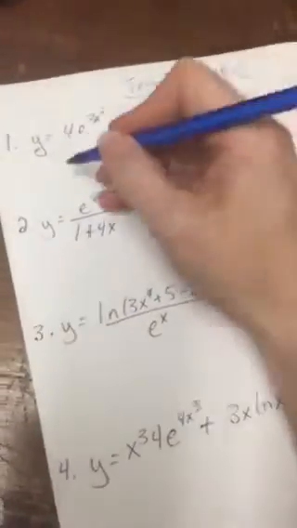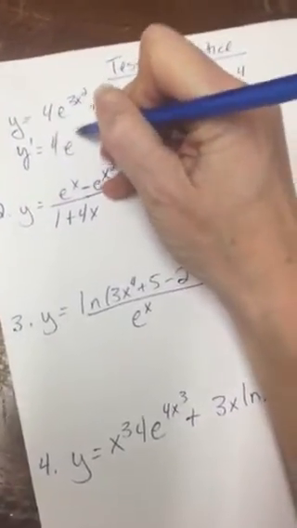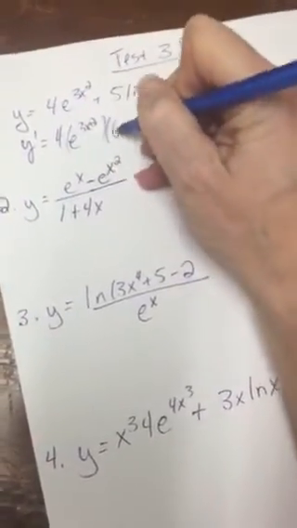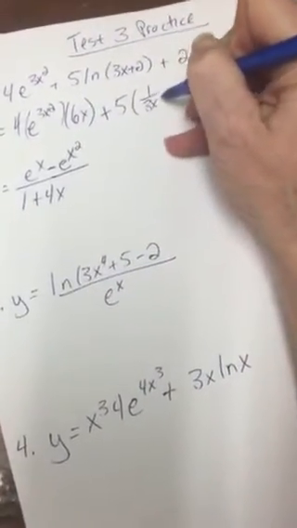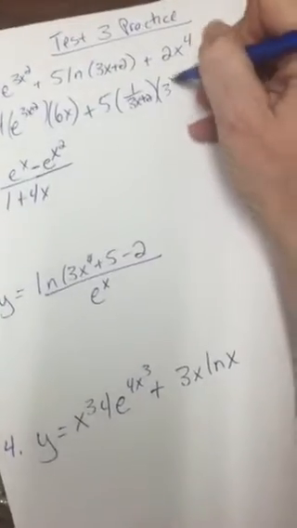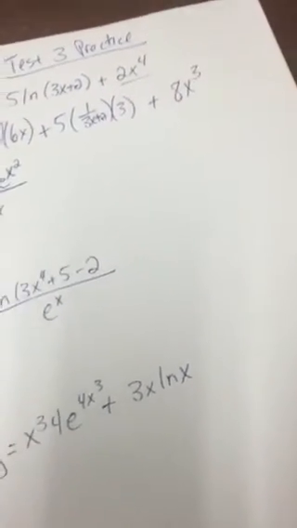Alright, so for our derivatives, for the e, it is the original times the derivative of the exponent. For the natural log, it's 1 over the argument times the derivative of the argument. And then this is just our old stuff, so this is just 8x cubed.